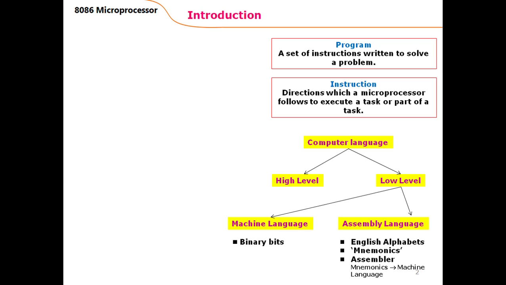To facilitate this, or to automate this, these mnemonics are translated to machine language instructions using a program which is called the assembler. So the assembler is basically a compiler. It translates instructions written in the user-friendly assembly language in the form of English alphabets to binary bits in the machine language. And these binary bits are then interpreted or executed by the computer hardware.